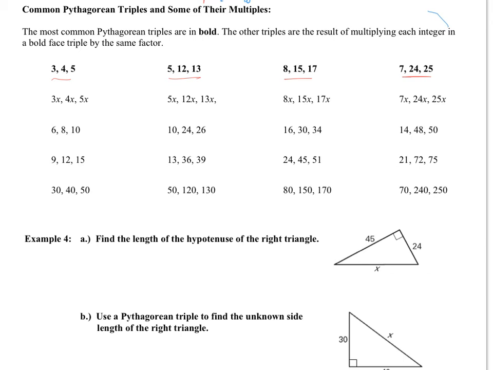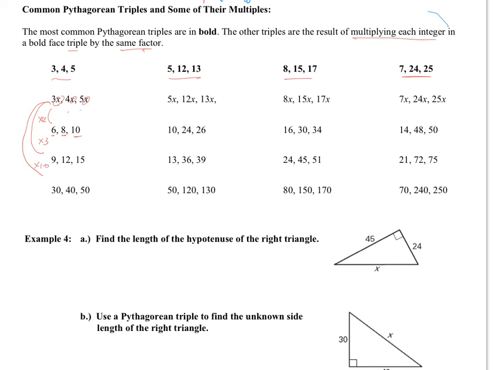And the other triples are the result of multiplying each integer of a bold-faced triple by the same factor. So here, let's take for example, if we have 3, 4, 5, if we multiply by a factor of x, so x can be any number, like 2, for example. So we take 3 and we multiply by 2 to get 6, 8, and then 10, 4 times 2, 5 times 2. So this is times 2, and this is times 3, and this will be times 10.